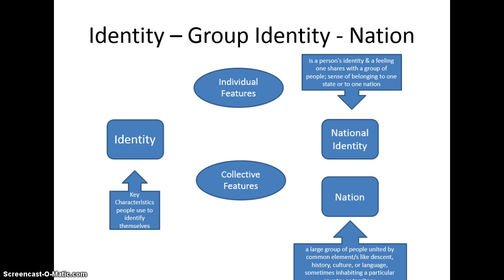And like gender, nation is a collective feature. And so our first related issue, that of the first unit of study, asks us to consider to what extent nation should be the foundation of identity. It's an important question, and it's one we're going to continue to look at.